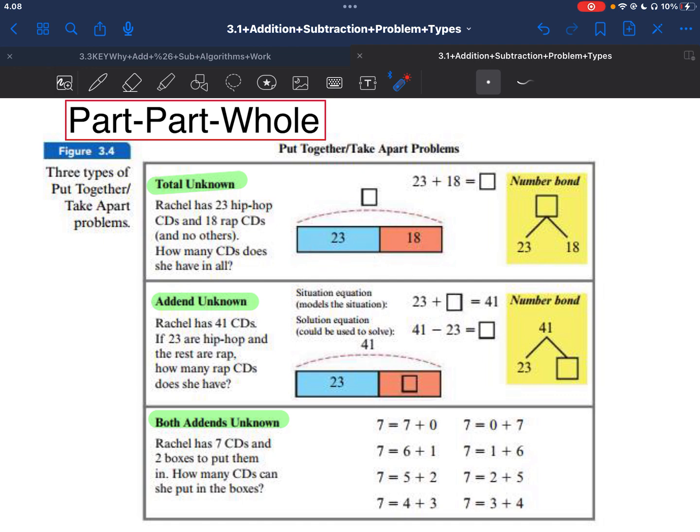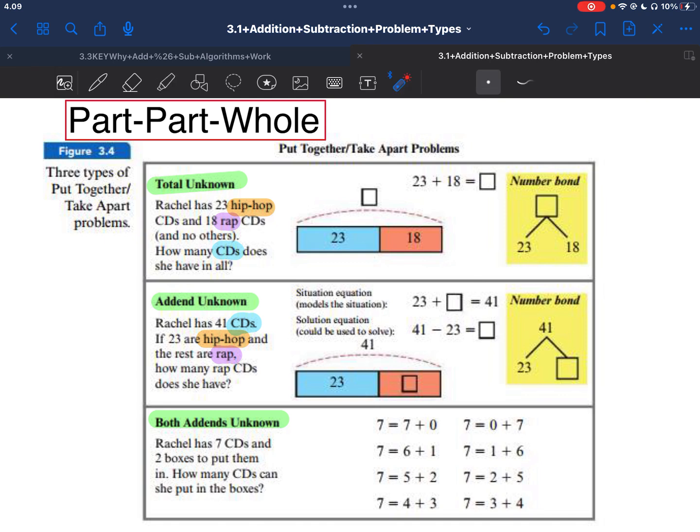Okay, so you can think of it as, I think I mentioned it in class, do you notice how we have two different types of things, but we have hip hop and rap, and if you combine them all, they're all CDs, right? So that's why we're putting it together. And then the add-in unknown: Rachel has 41 CDs. If 23 are hip hop and the rest are rap, how many rap CDs does she have?